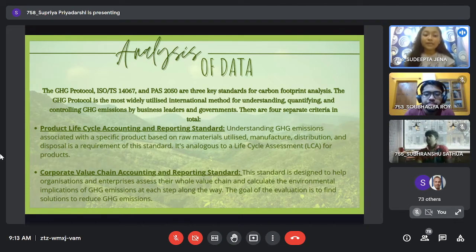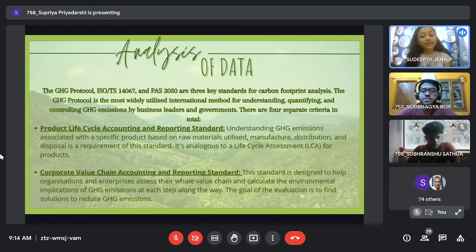A carbon footprint analysis, also known as greenhouse gas emission assessment, evaluates the greenhouse gas emissions caused by the manufacture of a product or a given activity that contributes to global warming. And the GHG protocol is the most common international tool used by business leaders and governments to comprehend, quantify, and control GHG emissions. It includes 4 different standards.